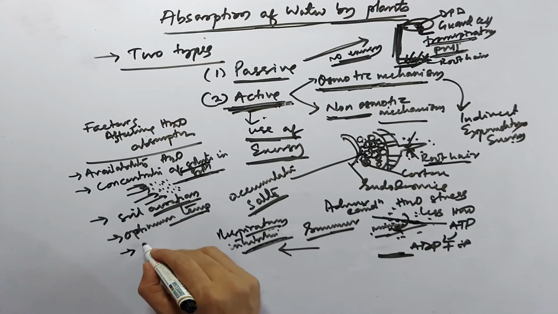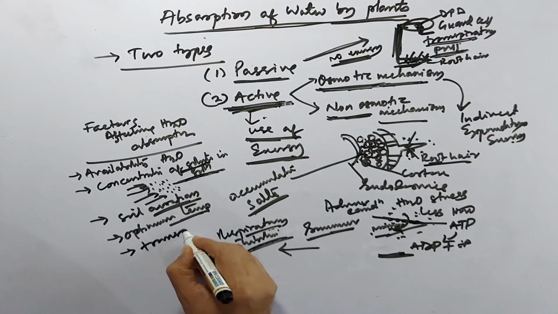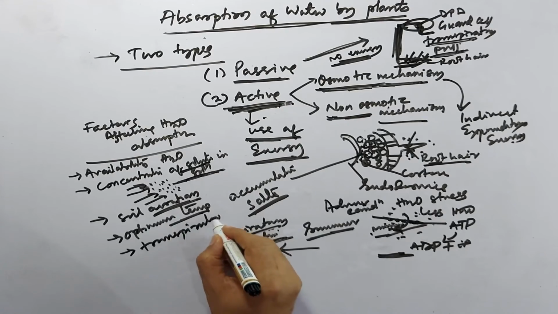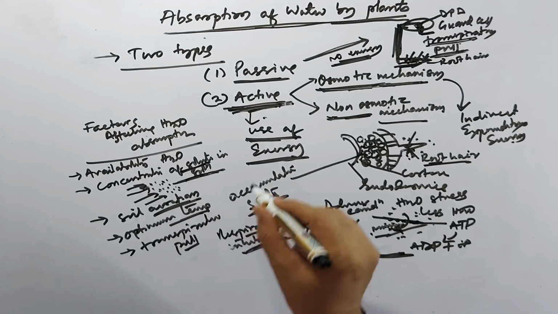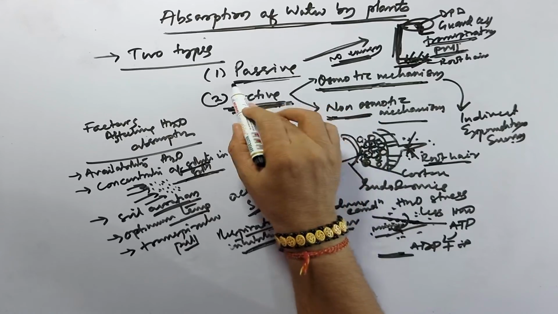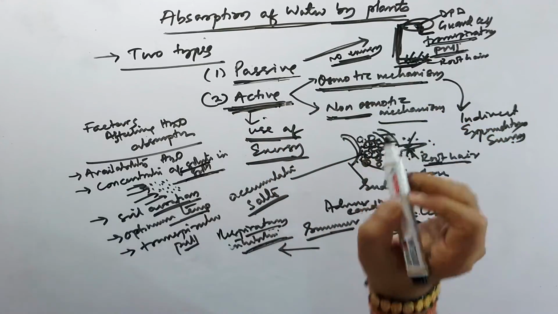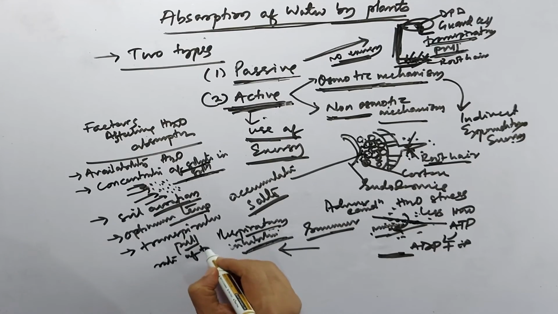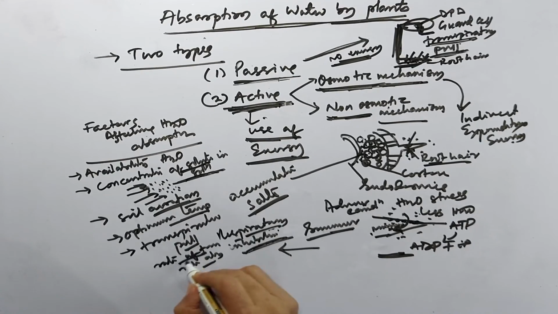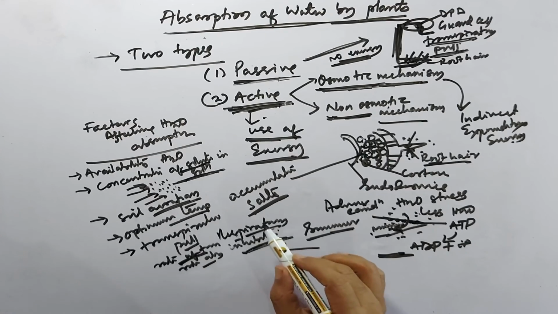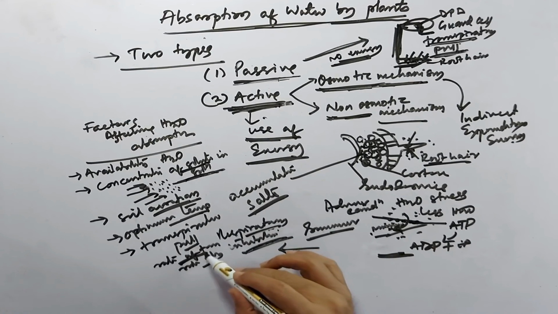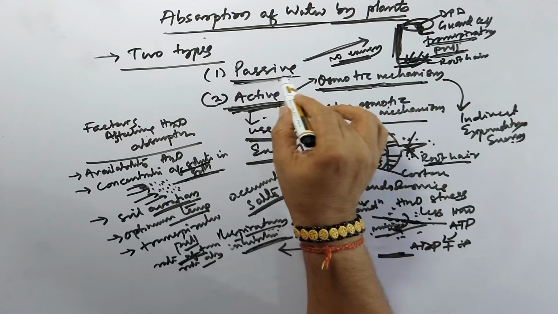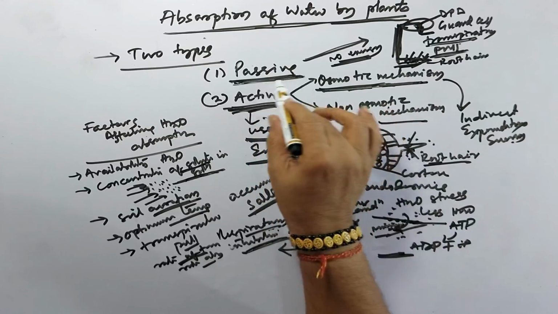And the transpiration pull, we have already discussed in passive water absorption. The transpiration plays a very vital role. It is found that the rate of transpiration is equal to the rate of absorption. So the water which is absorbed by the plant is transpired by the plant. So it has a direct impact. That is what we call passive water absorption.